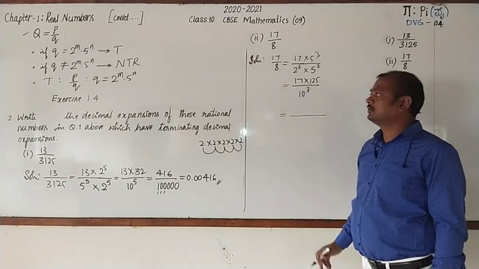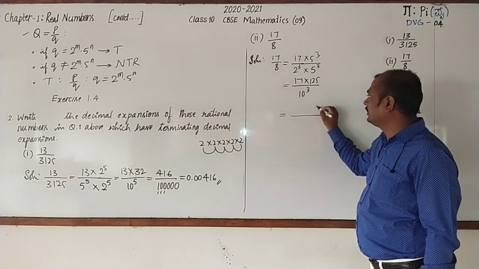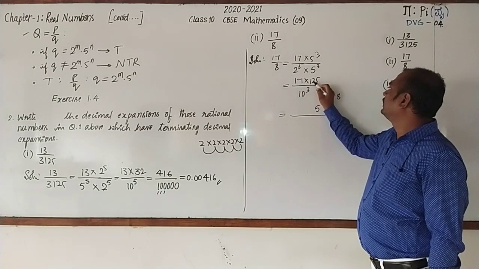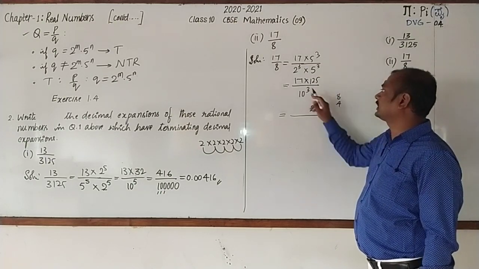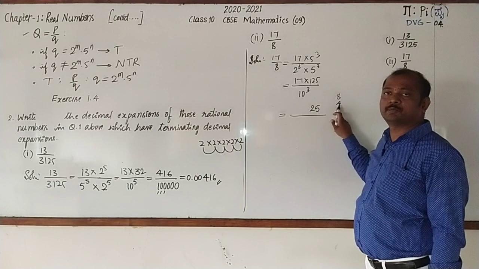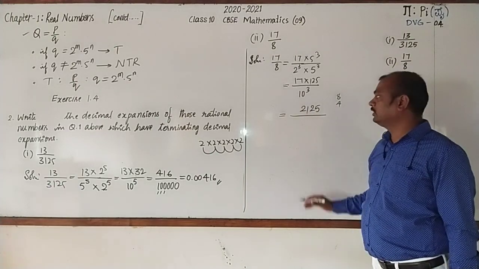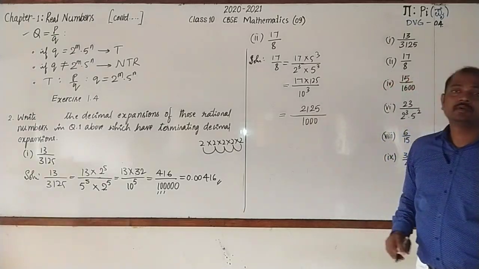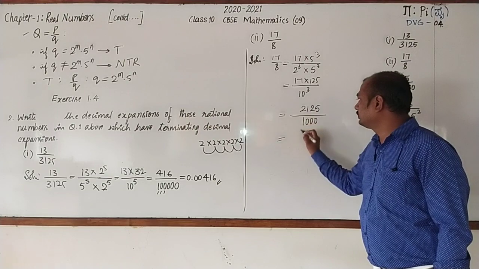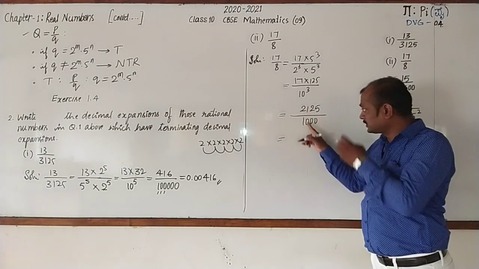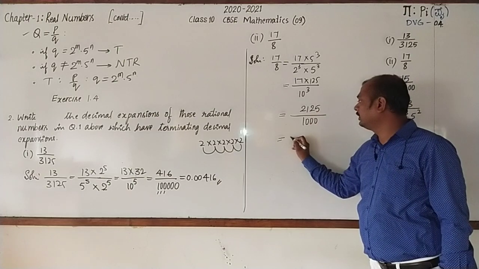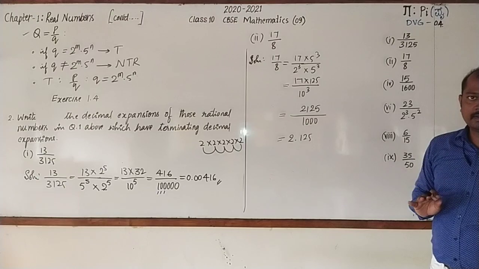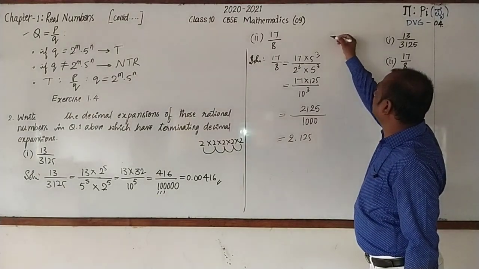17 5s are 85, 8 is the carry. 17 2s are 34, 34 plus 8 is 42, 4 is the carry. 17 ones are 17 plus 4, 21. So 2125 divided by 1000, because it is 10 cube. Now this can be written as, see that the denominator 1000 is there, 2125, after 2 you have to put the decimal, 2.125. Clear?